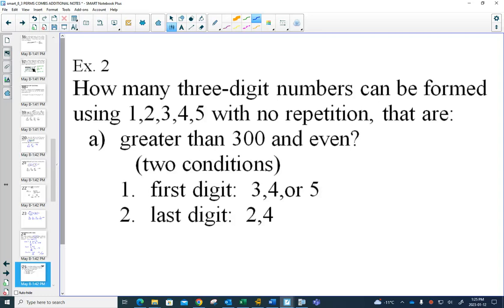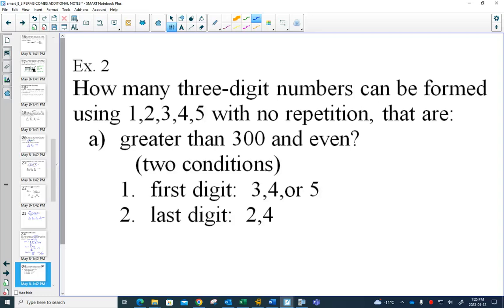So here we have an example where we're using the numbers 1, 2, 3, 4, and 5. We need a number bigger than 300 and even. So there would be a restriction on the first digit that if you want it to be bigger than 300, your only options are 3, 4, and 5. 300s, 400s, 500s. And if it's even, there's a restriction on the last digit that the last digit has to be either a 2 or a 4.